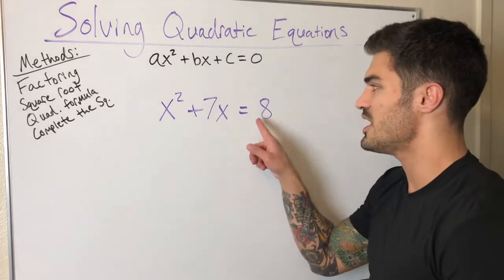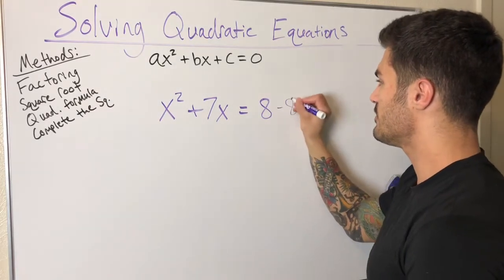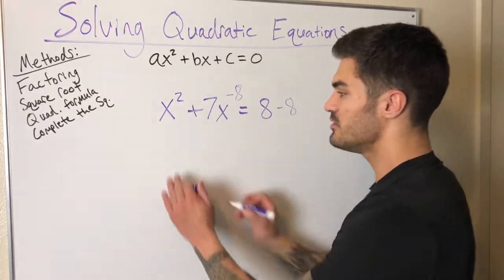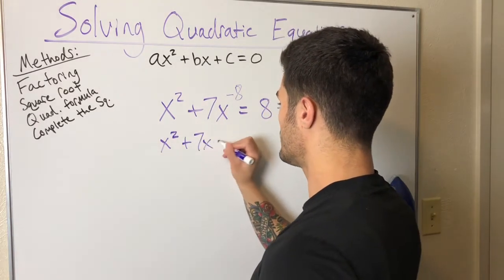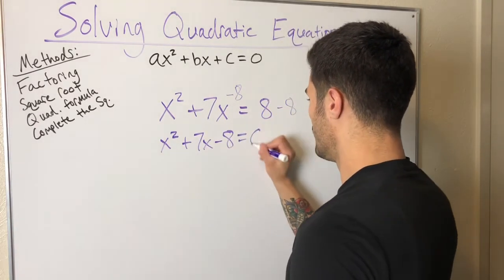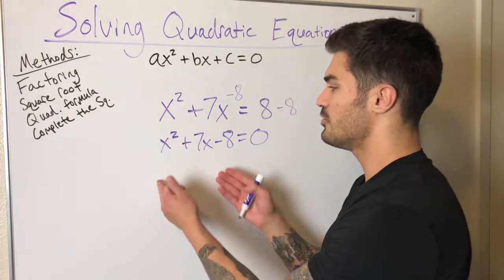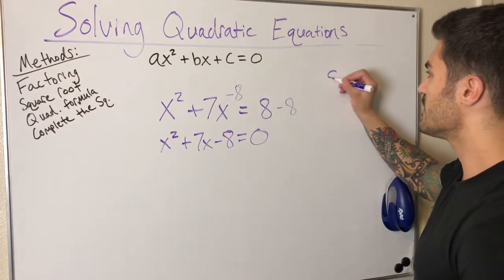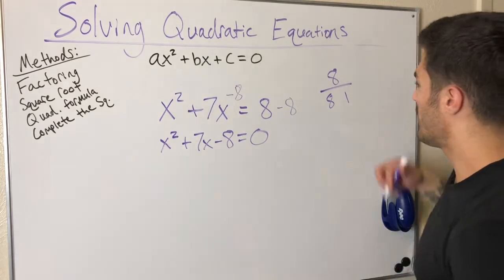So I'm just going to move this 8 over here by subtracting 8 from both sides. So -8 from this side, and then -8 from this side. And that's going to leave me with x squared plus 7x minus 8 equals 0. Now I can solve this by factoring it. So again, I just have a trinomial where a equals 1, so I'm just looking for two numbers that multiply together to be -8 and add together to be +7.